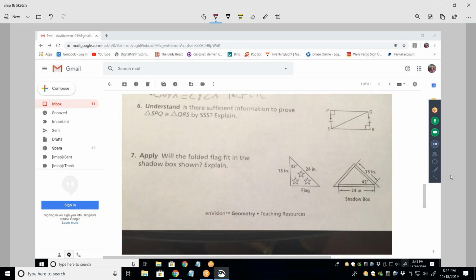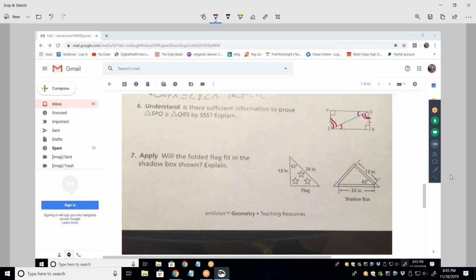Because the two short ones are parallel to one another, that makes that diagonal a transversal, and it makes that angle equal to that angle. It also makes this angle equal to this angle. So it definitely proves they're congruent on angle side angle, not side side side.